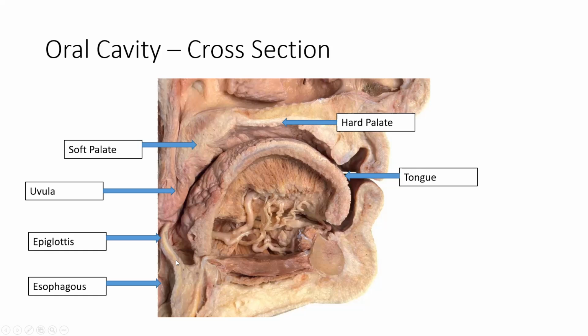Here's the epiglottis. You can really see it well here. Its role is to flip over and close off the entrance to the airway. And there's the esophagus. And if you look very carefully, you can sort of see the opening, the esophageal sphincter right here.